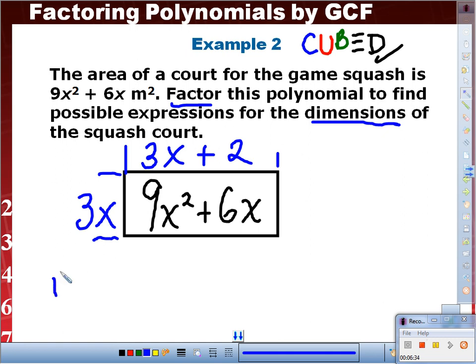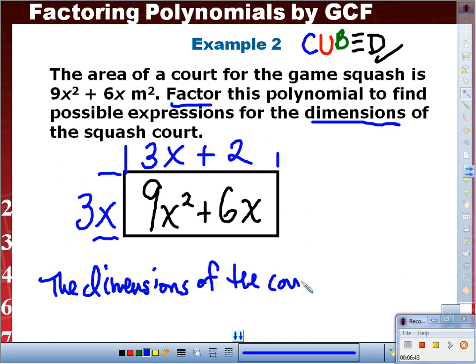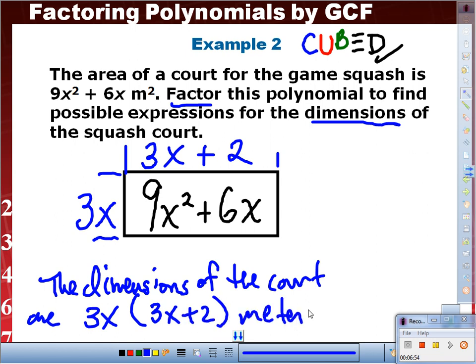Therefore, the dimensions of the court are 3x times 3x plus 2 meters. Yes, Julian. I don't know. I don't know if you can.